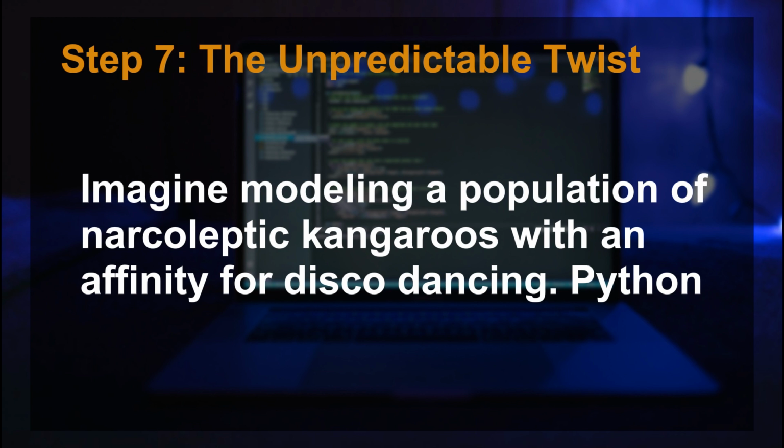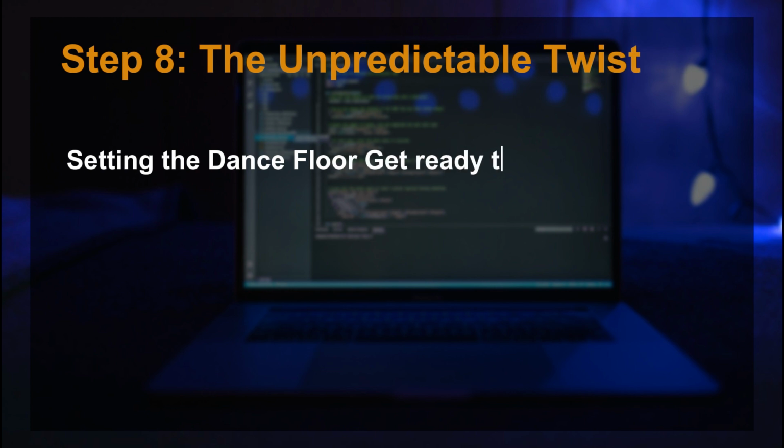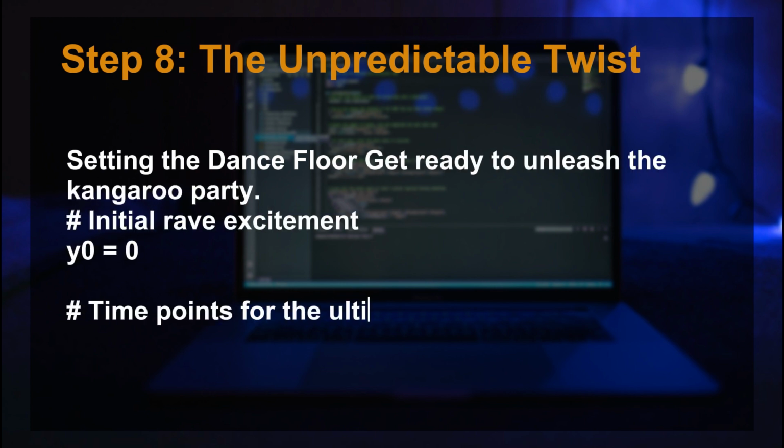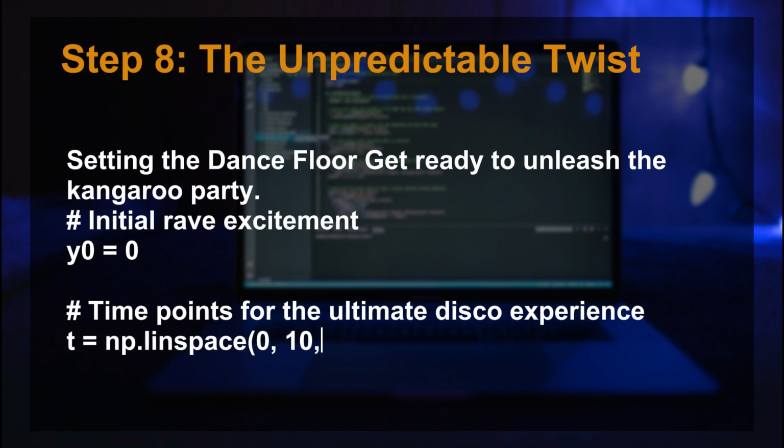After this we have step 8, which is setting the dance floor. You have to get ready to unleash the kangaroo party. Of course they are dancing. Set your initial condition and time span for this disco inferno. For this we have Python code which initiates the rave excitement. y0 is equal to 0. Time points for the ultimate disco experience: t is equal to np.linspace, in which we have 3 parameters: 0, 10 and 1000.